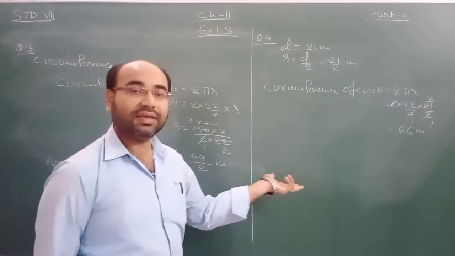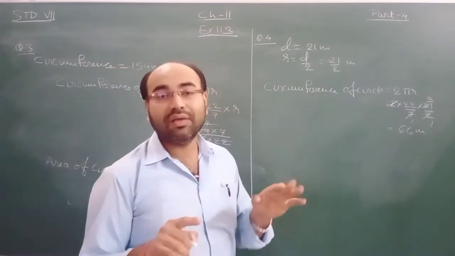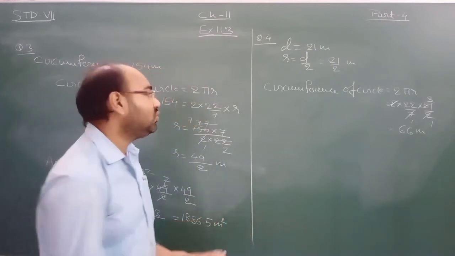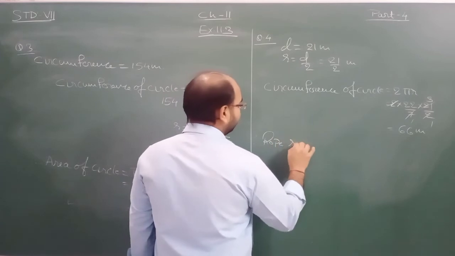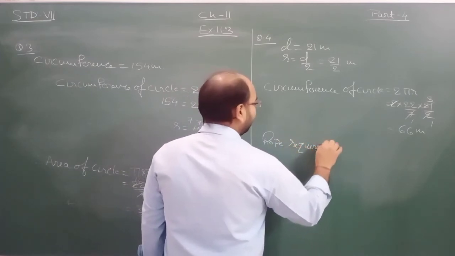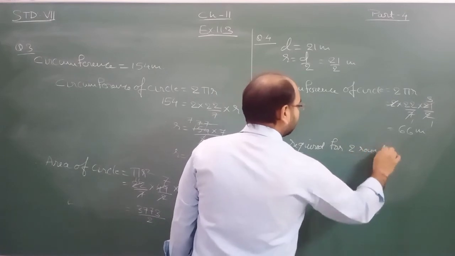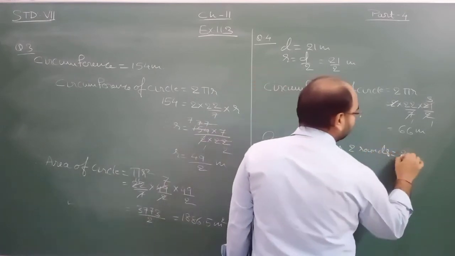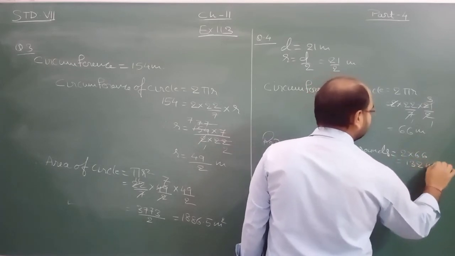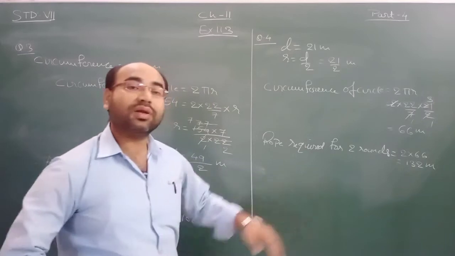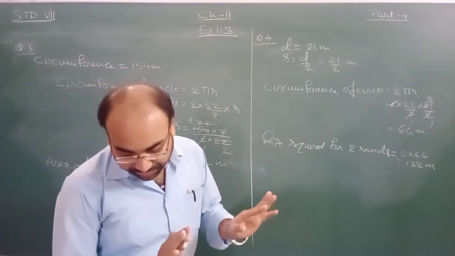Now what have we got? Circumference. Now this much rope is just for one round. We have to find out the rope for 2 rounds. So therefore, rope required for 2 rounds will be 2 into 66, that comes to 132 meter. This much total rope is needed to fence that circular garden.